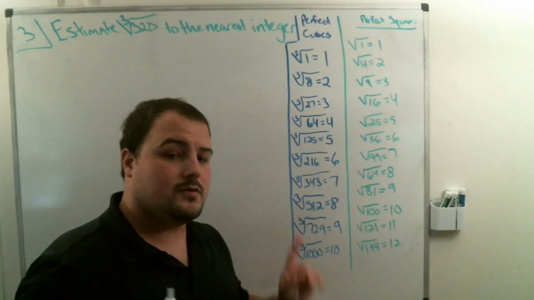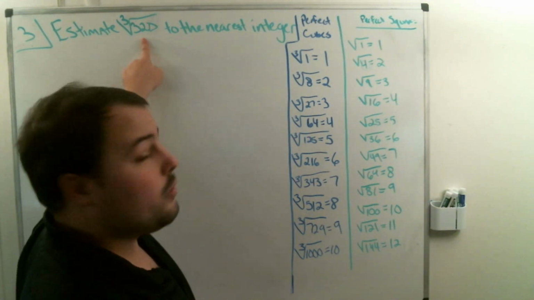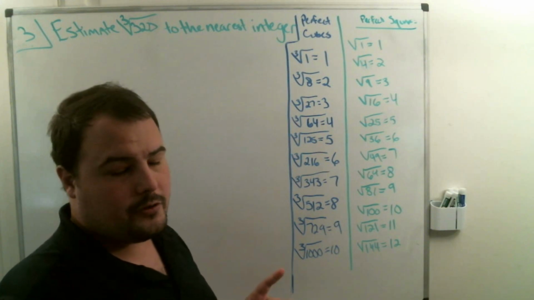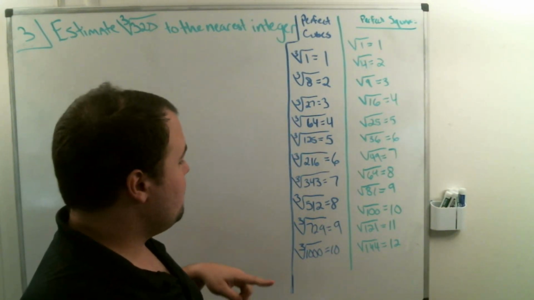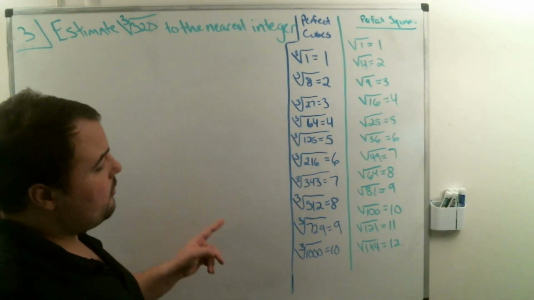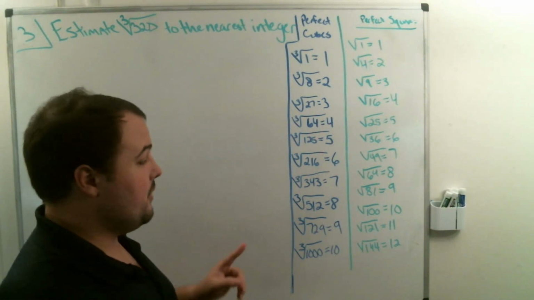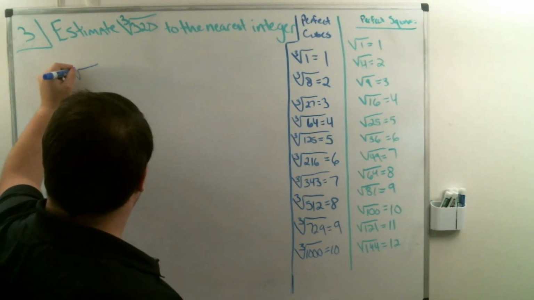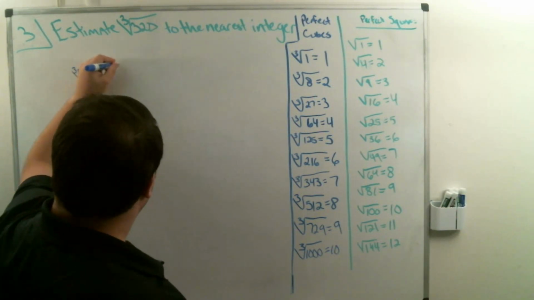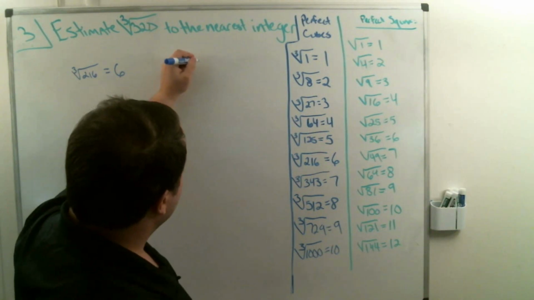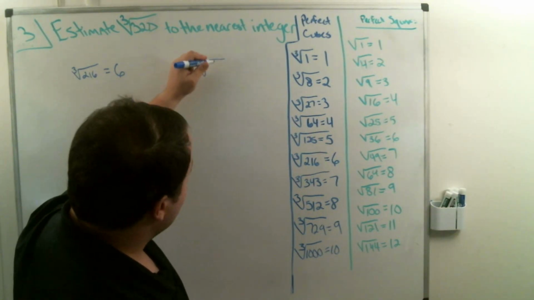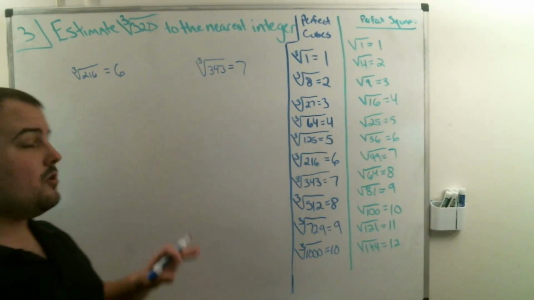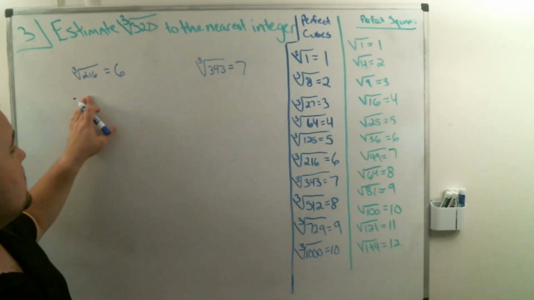What we're going to do is use these integers to estimate where this number is. So this question says, where's the cube root, or the third root, of 320? So I'm going to look at this and say, where would 320 be, between what two numbers? Well, I see that the cube root of 216 is equal to 6, and the cube root of 343 is equal to 7. So I know that this number is between these two.